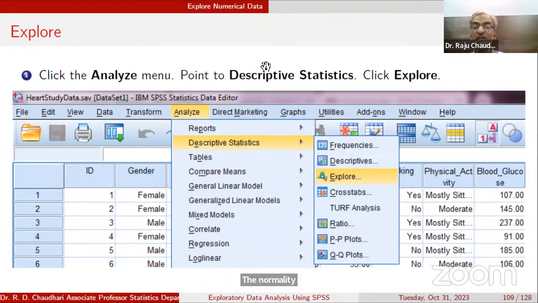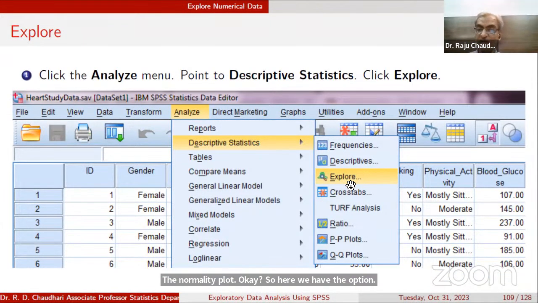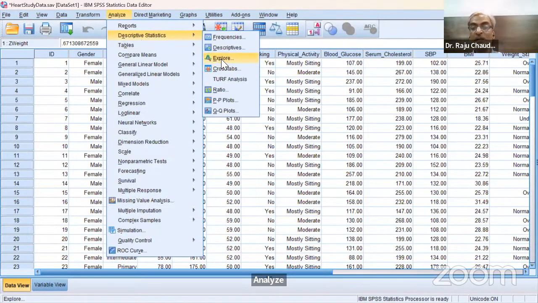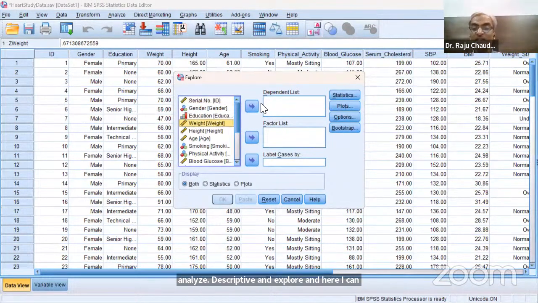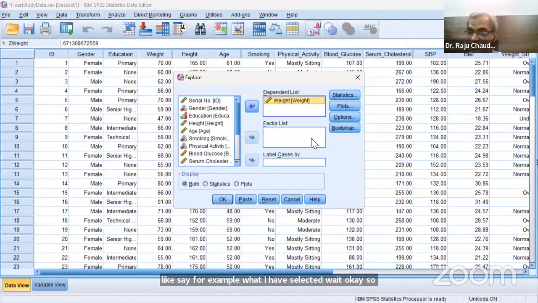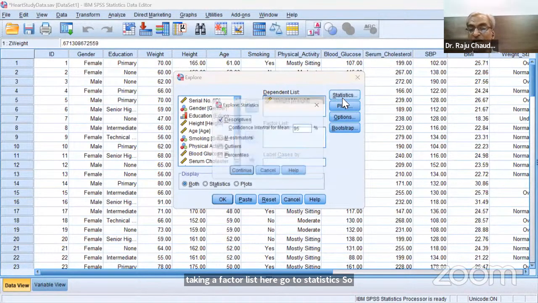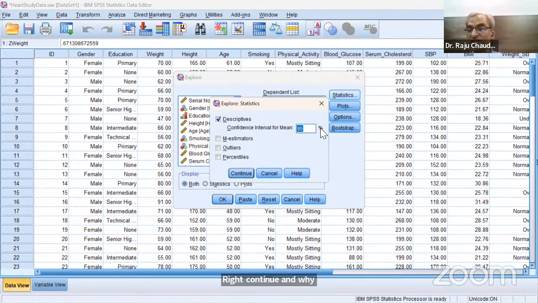Here we have the option: analyze, descriptive, and then explore. Analyze, descriptive, and explore. Let us check this. Here I can select, for example, weight. If you want to divide it according to some category, you can do that also by taking a factor list here. Go to statistics, so descriptive statistics, continue, and by default it is a 95% confidence interval. If you want 99, you can change this value, but by default it is 95%.